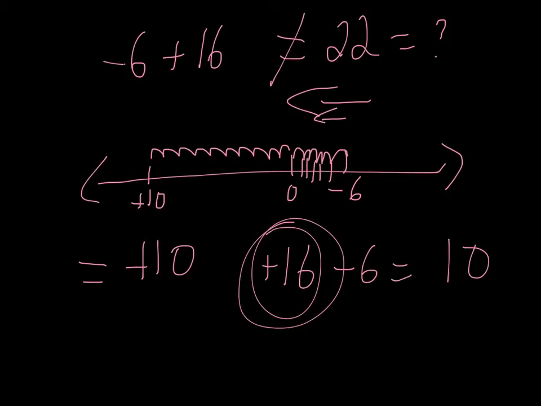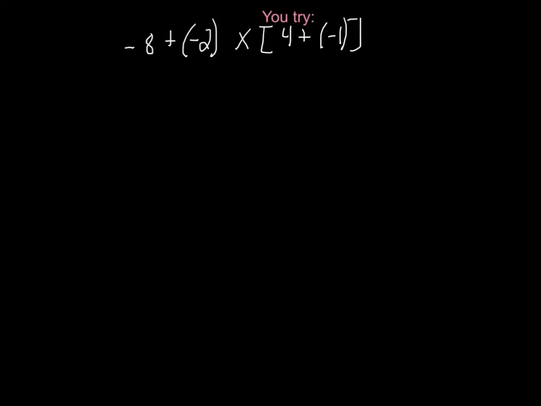Let's try one on your own. Alright, so now you guys can try this one here. I've got a negative 8 added by negative 2 multiplied by 4 plus negative 1. Please keep in mind these brackets here definitely do count. I've made them different as square brackets so you can see that they're actual brackets and not just separating things like this. So pause it here and give it a shot and play when you're ready.